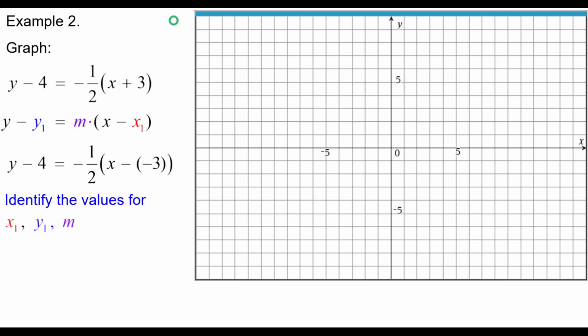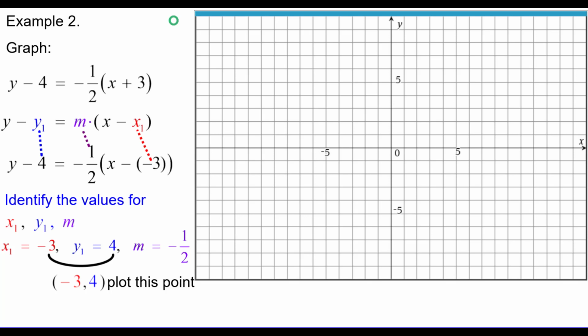Now that we've rewritten it, we can identify the values for x sub 1, y sub 1, and m. So go ahead and do that. Resume when you're ready. And so it looks like y sub 1 is positive 4, m is negative 1/2, and x sub 1 is negative 3, x minus a negative 3 here. So we can see that this is a point on the graph: negative 3, up 4.